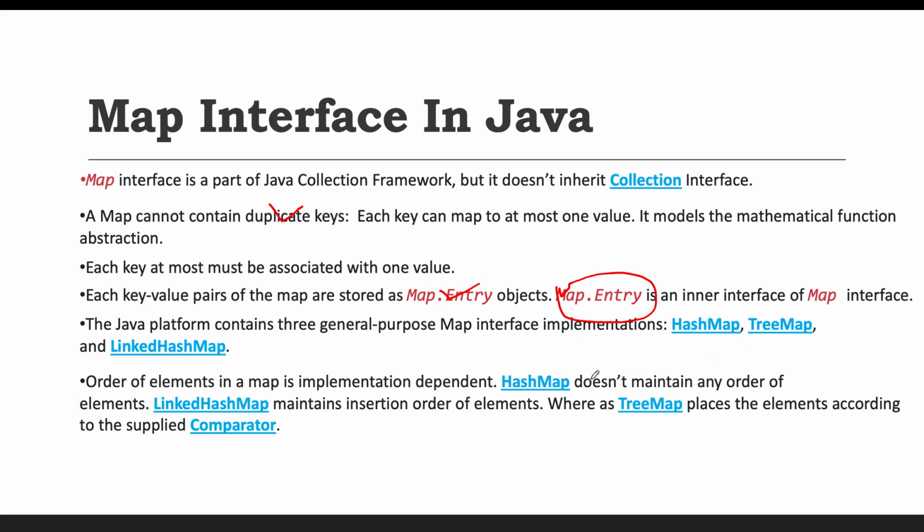HashMap does not maintain any order of the elements. LinkedHashMap maintains the insertion order of the elements, whereas TreeMap places the elements according to the supplied Comparator, because we know that Comparator is an interface which provides the sorting functionality. TreeMap arranges the elements in ascending order. Whether it arranges them based on the key or the value, we will see with the help of an example.